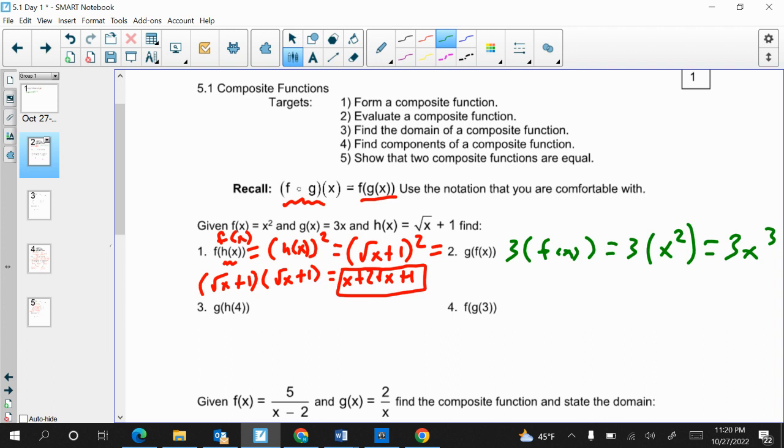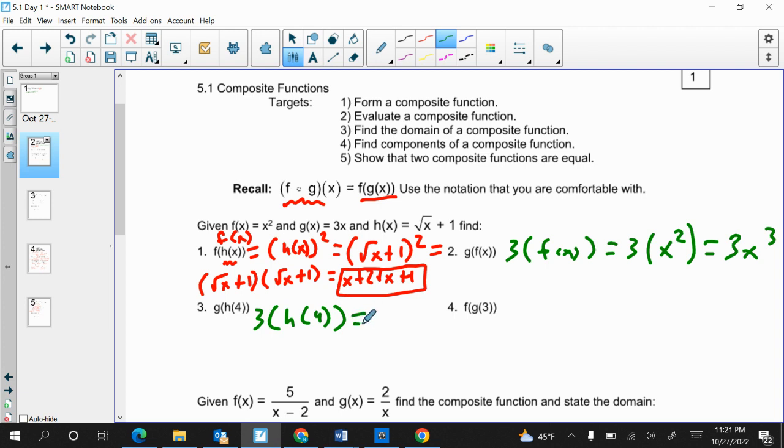Alrighty. You'll notice something slightly different about 3 and 4. Now instead of having a variable in there, there's a number. I'm going to show you 2 ways to do these with numbers. The first way is going to be consistent with how we were doing the start. So I'm going to take my g of x. My g of x function is 3 of x. So it was 3 parentheses. We'll replace it with h of 4.